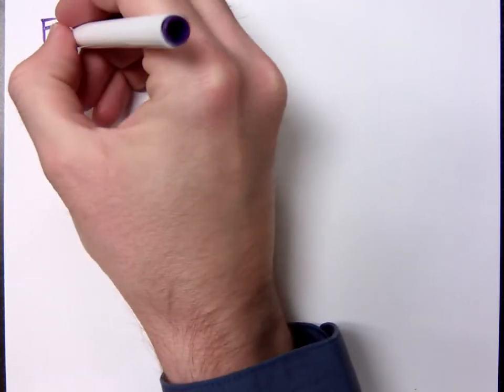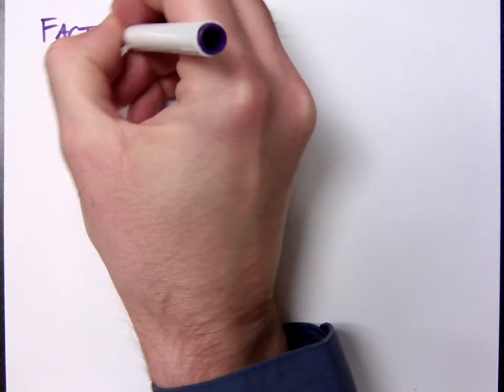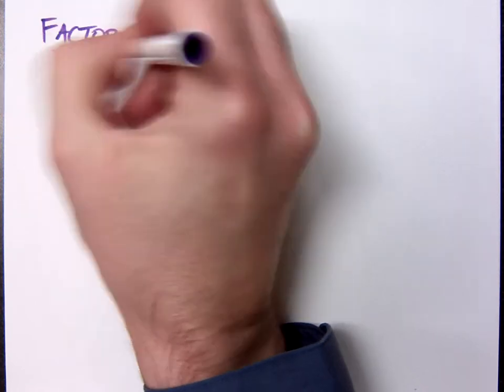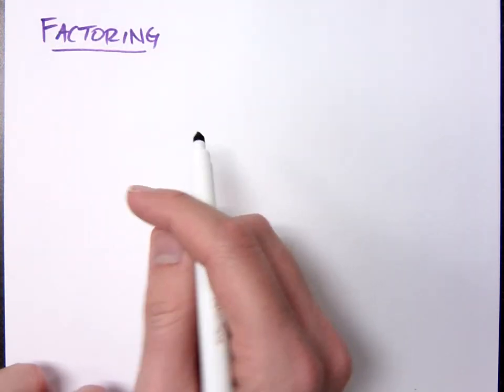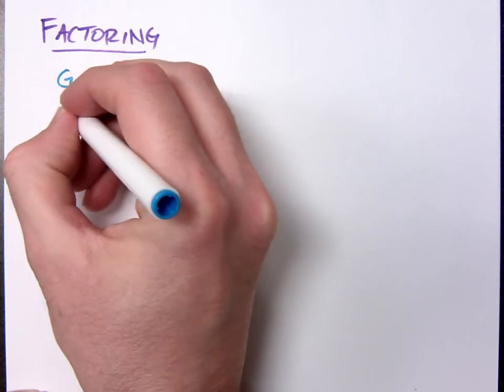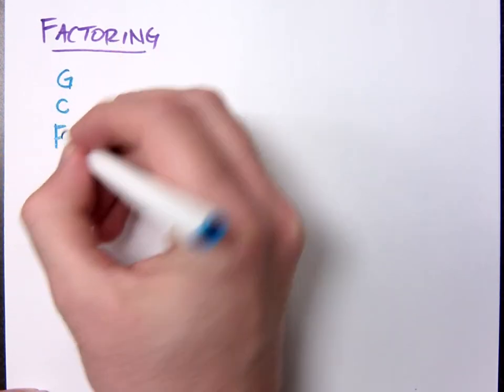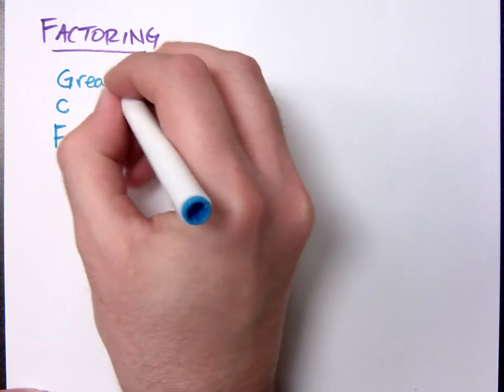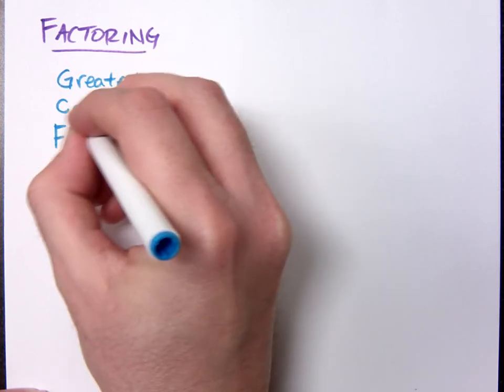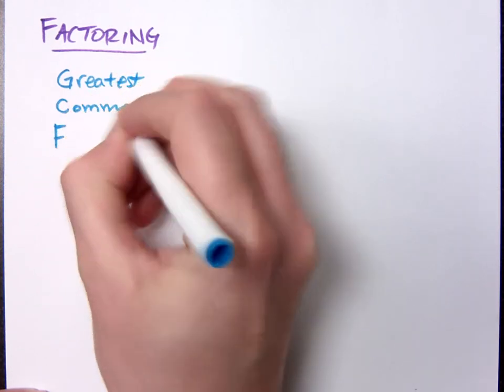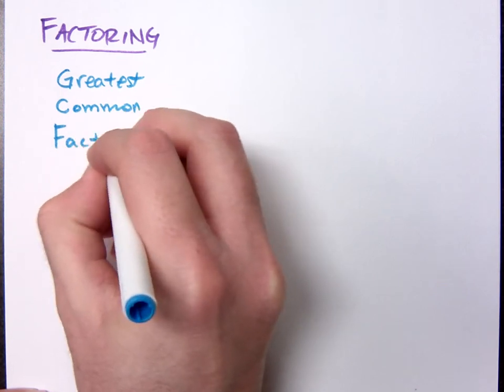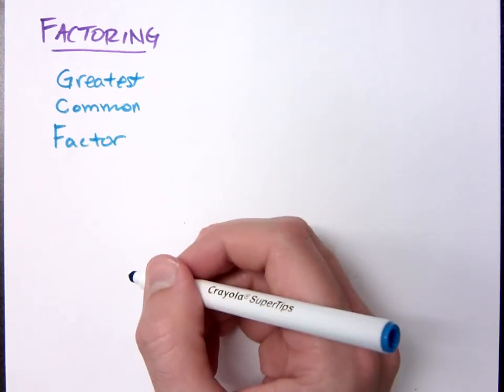So we are going to review factoring. Now, one of the biggest things we have about factoring is the GCF. What does GCF stand for? Greatest common factor. This is always the first thing you do, is the greatest common factor. Always, always, always.